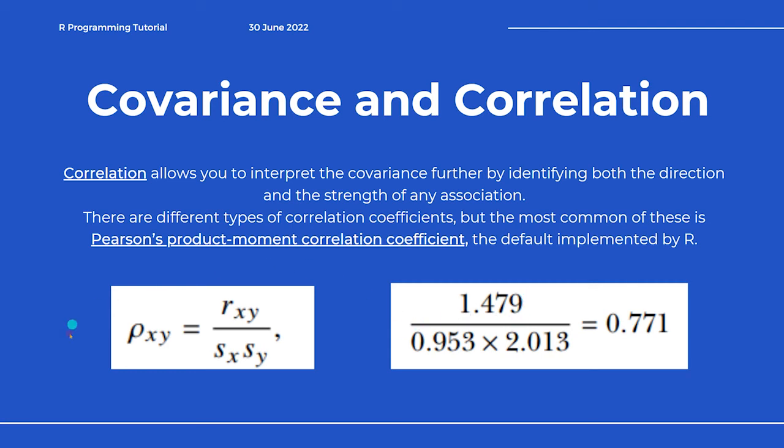Okay. So to compute the correlation using Pearson's product moment correlation coefficient, we need to get the covariance value divided by the product of the standard deviations of the two data vectors, the x and y data vectors. We have computed them earlier. So for standard deviation on x, we have 0.953, and for y it's 2.013.